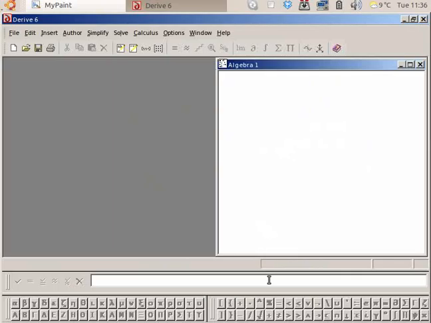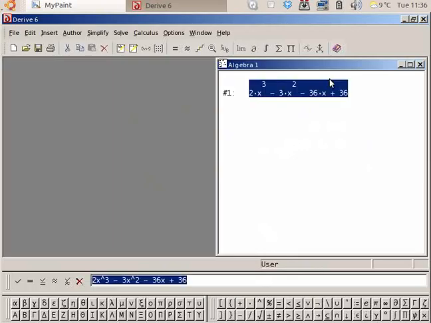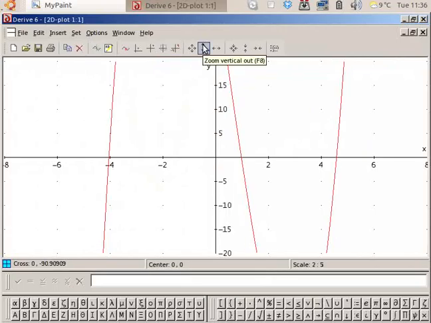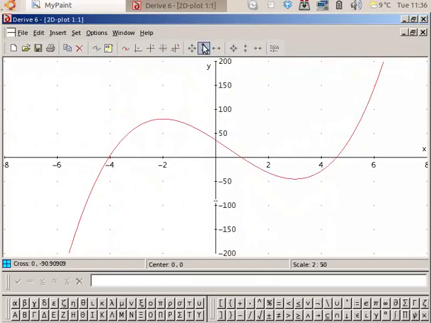Can you call it out to me? What was it? I don't have it here. Something x cubed, wasn't it? 2x cubed minus 3x squared minus 36x plus 36. Let me zoom out a bit. Okay. Too much. See? At minus 2, it's a max, it's a concave shape, and then when it hits 3, it's a min because it becomes a convex shape.